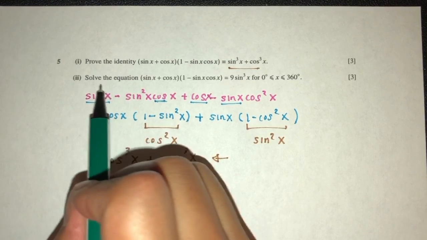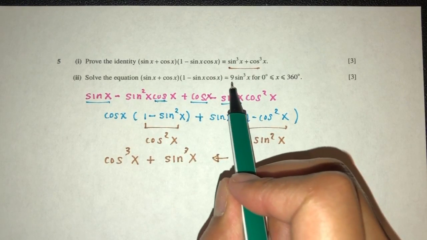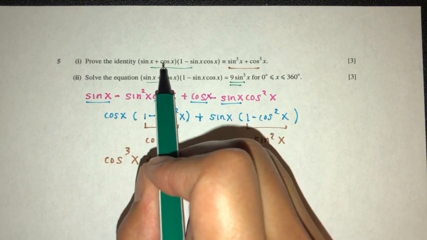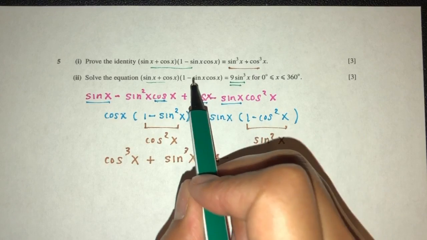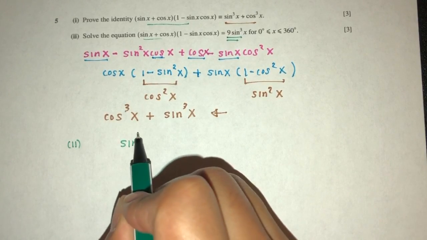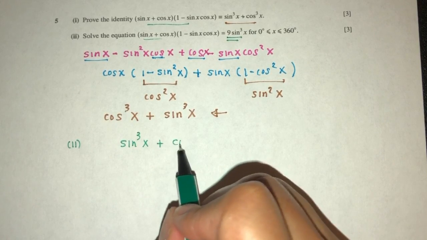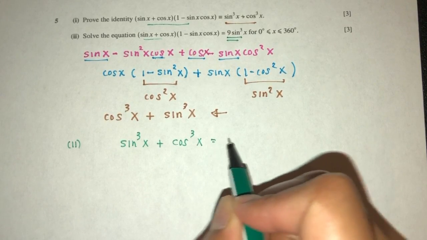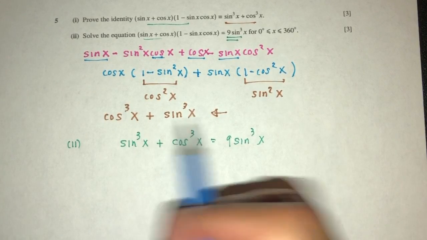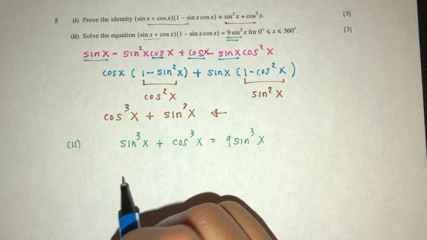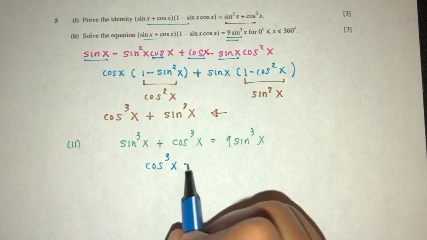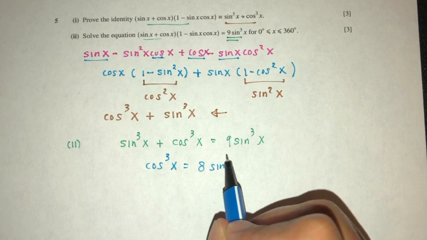Now for part 2, we have to solve this equation equal to this. Again, this is the same thing as this. We understand that this is equal to this, so we can take this and put this here. So part 2, that will be sine 3x plus cos power 3x is equal to 9 sine 3x. So simplify, send this over here, better. So that will be cos 3x is equal to 8 sine 3x.